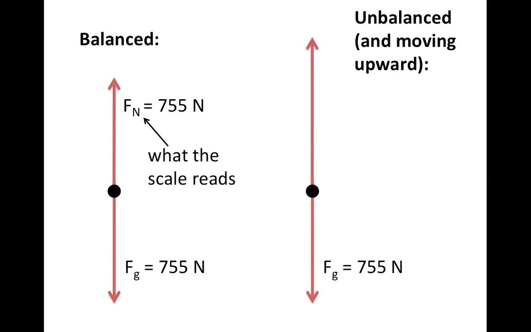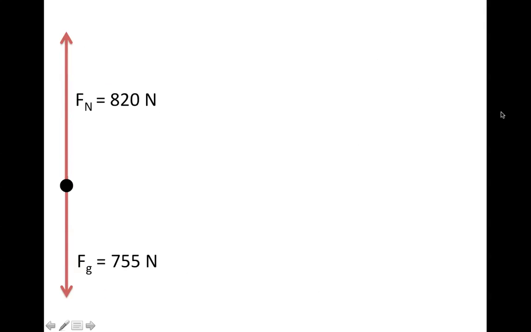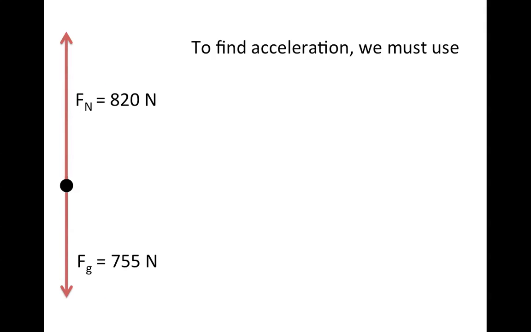So that means that while an elevator is moving, technically I, as a person, am being moved by the normal force, which has to be bigger. And because the scale reads 820, that's what I know my normal force is, because scales basically just show you normal force. So in this example, gravity is 755. My weight is still 755, but the normal force and what the scale reads is 820 because I'm accelerating upward.